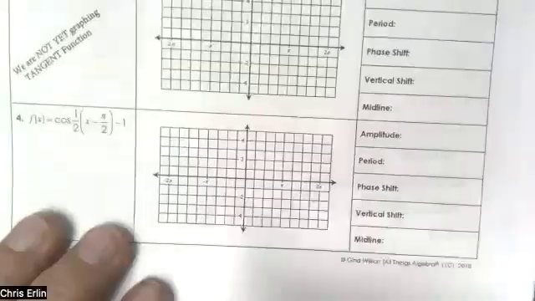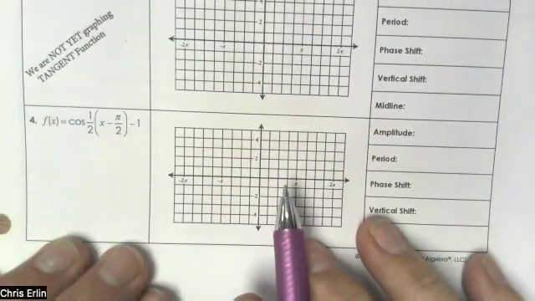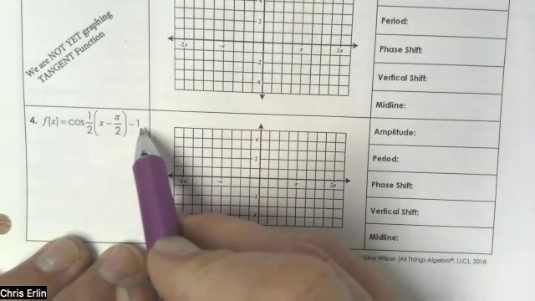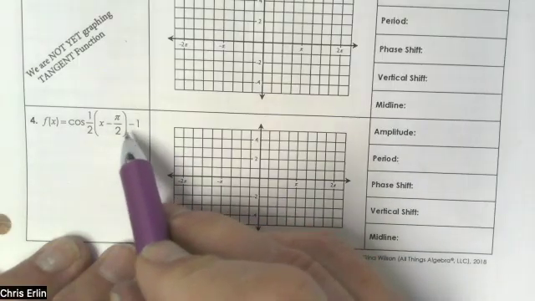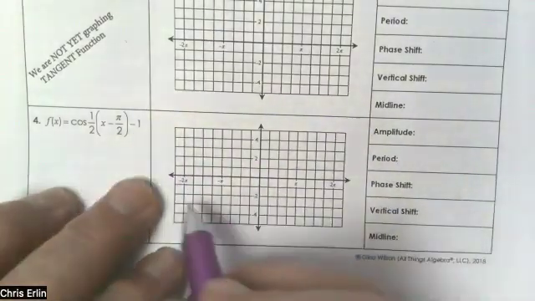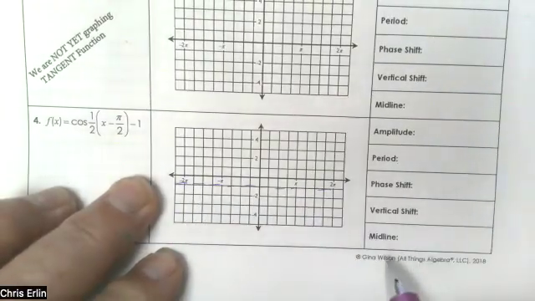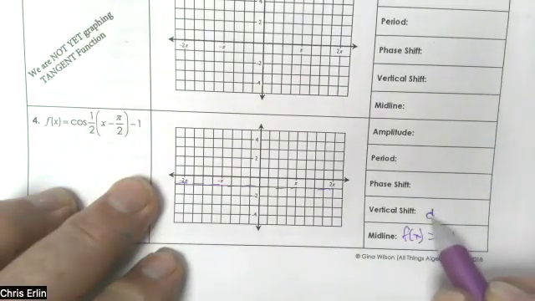Okay, so here's what most people struggle with these. What sequence should you do them in? I think it's best to work right to left. So first I'll do this, -1. That's a vertical shift, down 1. That tells me my midline is now f of x equals -1.